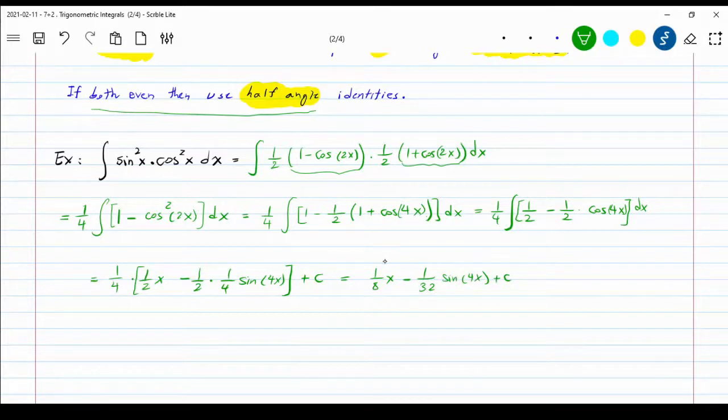Okay, so this is the integration technique if you're dealing with the product of sine and cosine, generally where the angles are equal.